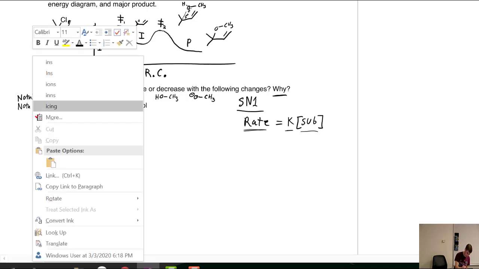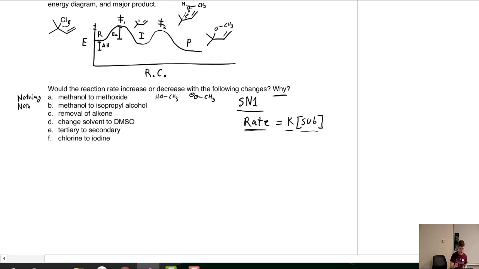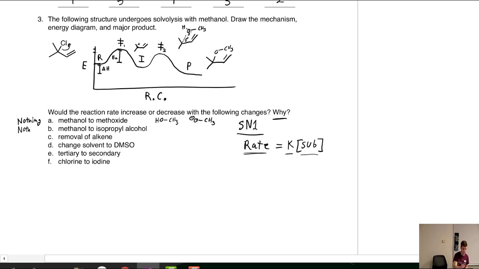What do you mean by substrate? So the substrate is the reactant, the one with the leaving group is called the substrate. So we'll say nothing. Yes.